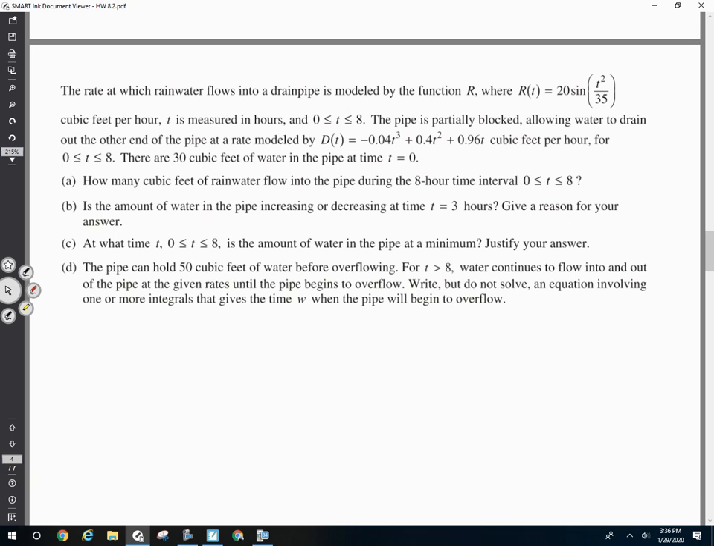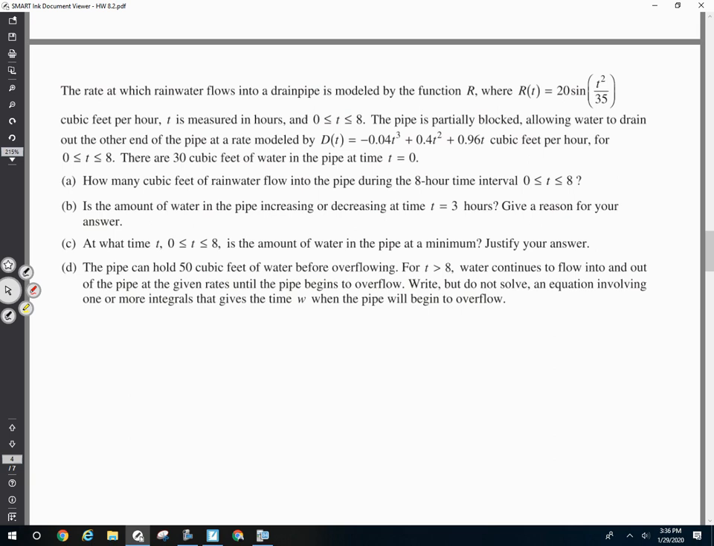All right, we're going to focus on this problem. Here we have the rate at which rainwater flows into a drain pipe is modeled by the function R. There's R of T in cubic feet per hour. T is measured in hours from 0 to 8. The pipe is partially blocked, allowing water to drain out of the other end of the pipe at a rate modeled by D, cubic feet per hour. There are 30 cubic feet of water in the pipe at T equals 0.